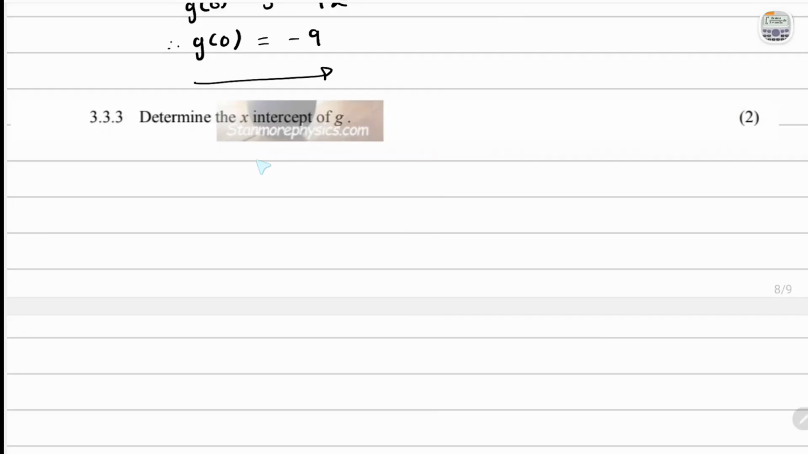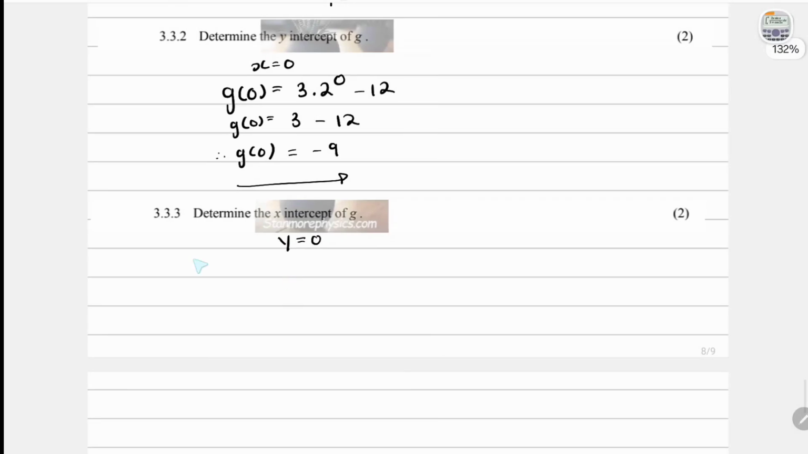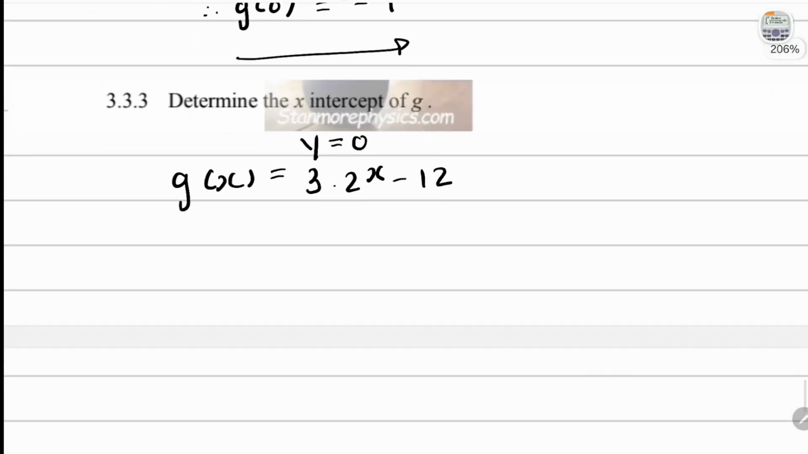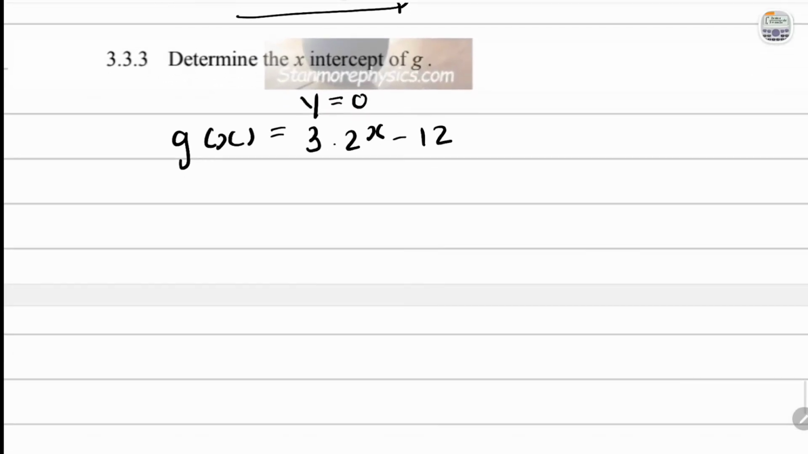Okay, if it's an x-intercept, then the y value is equal to 0, because if something is on the x-axis, its y value is 0, okay? So in this case, we're going to make y equal to 0. So if your equation is g of x is equal to 3 times 2 to the power of x minus 12, how do you make y equal to 0? What does y stand for? G of x, okay? If you replace this with y, it would mean the exact same thing. So it's 0 is equal to 3 times 2 to the power of x minus 12.